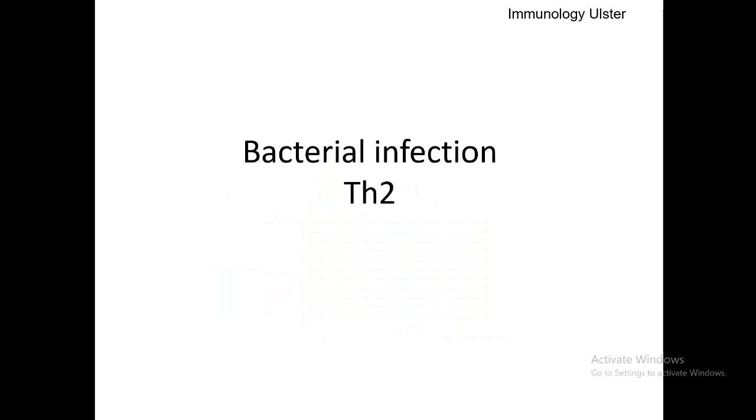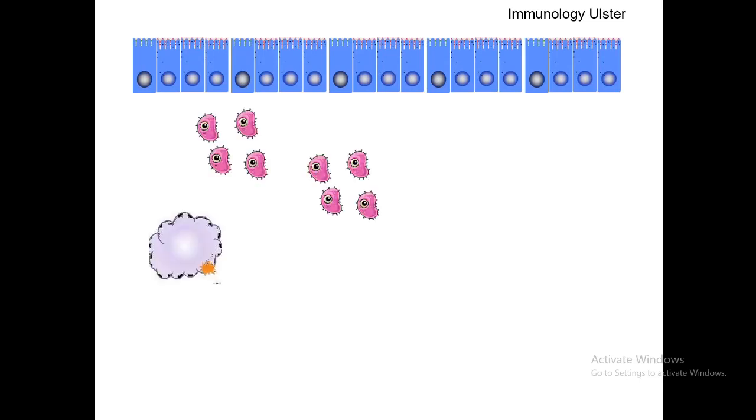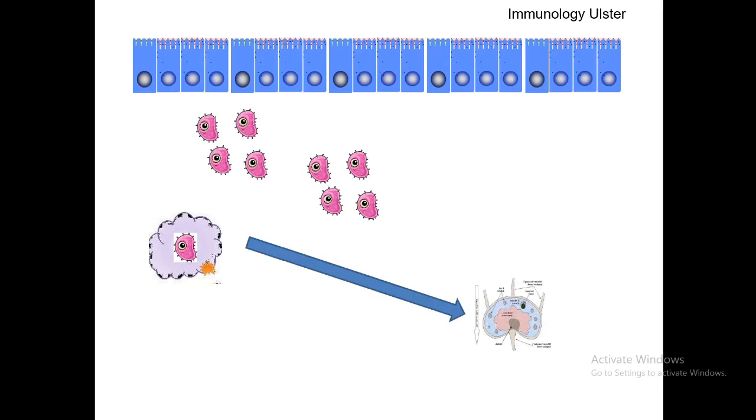So, now, the Th2 response in terms of a bacterial infection. Here we have a normal healthy tissue, and for one reason or another, it becomes infected with bacteria, as you can see here. And what will happen is a dendritic cell within that tissue will come along, take up the bacteria because it's an extracellular pathogen, break it down and make its way to the lymph node. Whilst the dendritic cell brings the antigen to the lymph node, some of these bacterial components will also make their way to the lymph node as well.